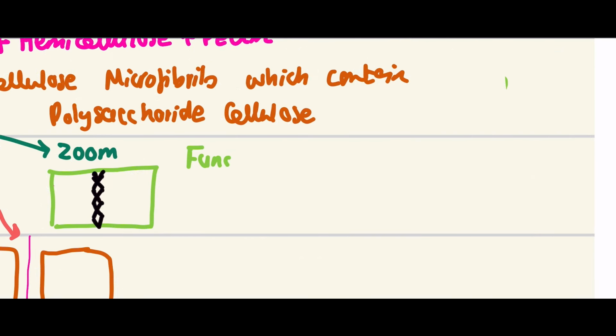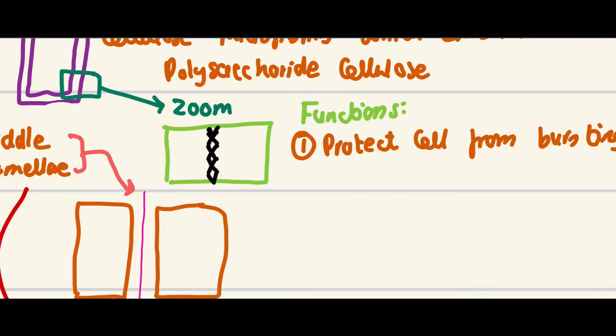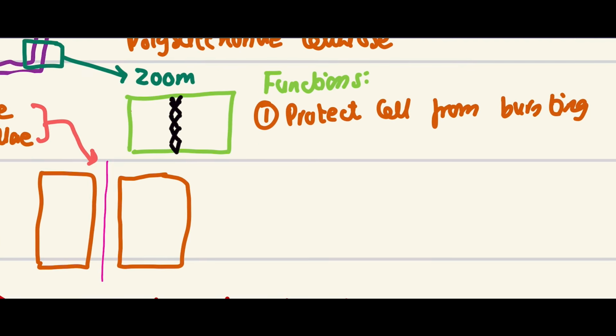Okay, so functions of this cell wall, and pretty simple. The first one is that it's going to protect the cell from bursting. Basically if I have too much water increase in the cell, that water will generate a pressure. Okay, that osmotic, it's also called osmotic pressure, hydrostatic pressure, turgor pressure. Okay, tonoplastic pressure, lot of names. Okay, so this cell wall is not going to allow the cell to burst.